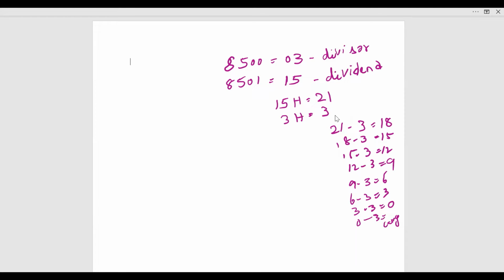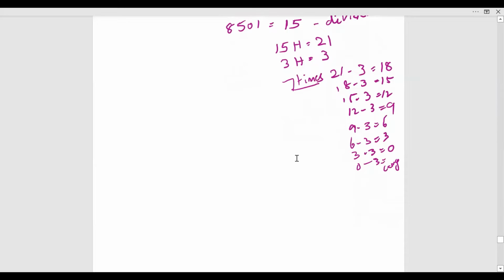So how many times do we have to perform the subtraction? 1, 2, 3, 4, 5, 6, and 7. 7 times. Now let us write the program and check the result.